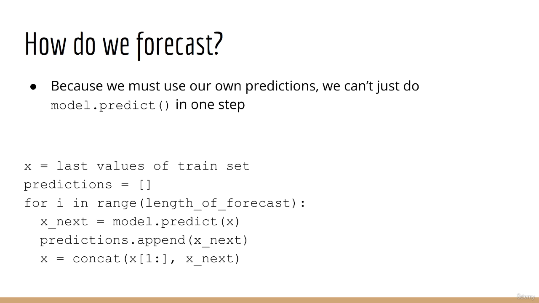Then we enter a loop that goes for the number of steps we want to forecast. Inside the loop, we call model.predict to get only the next immediate value. We store this in our predictions list. Then, and this is the important part, we discard the oldest value in x, and we concatenate the rest of x with the new prediction. We assign that to x. Then, when we call model.predict on the next round, we are using an x that contains both true values and predictions for the forecasted values.